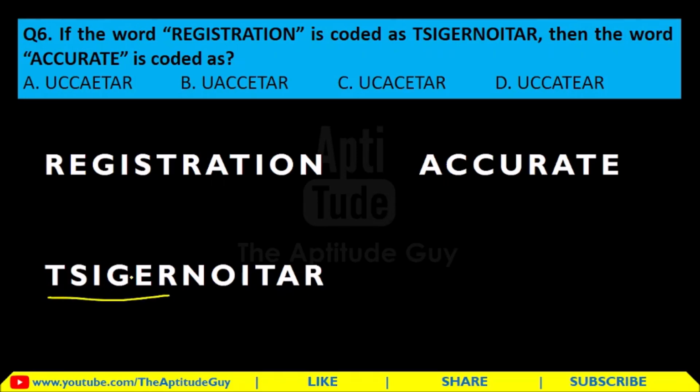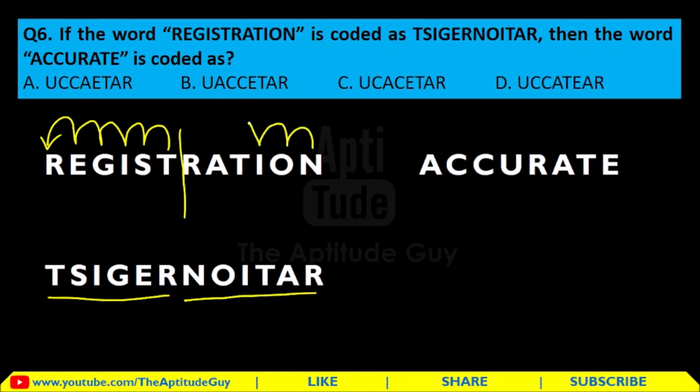Now what we have to do here is split this word into two halves. We have T-S-I-G-E-R, and then we have N-O-I-T-A-R. So we split the word into two halves and then every single half we write the opposite way. That is what we are doing.